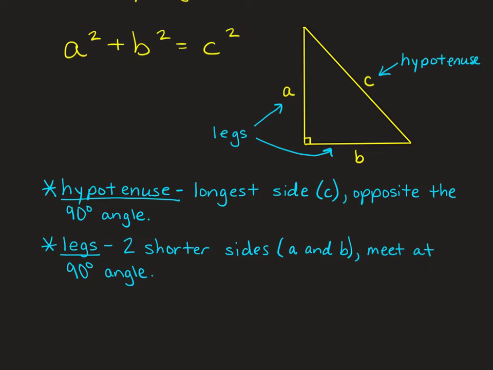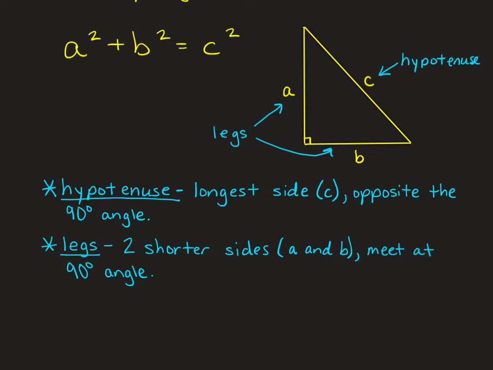So once again, as stated before, the hypotenuse is the longest side. We label it C. It's opposite of the 90-degree angle. And the legs are the two shorter sides. We label them A and B. It doesn't matter which one is labeled as A or B, as long as they're the two shorter sides that meet at the 90-degree angle.